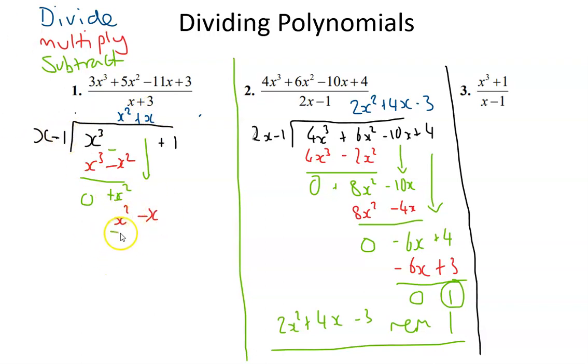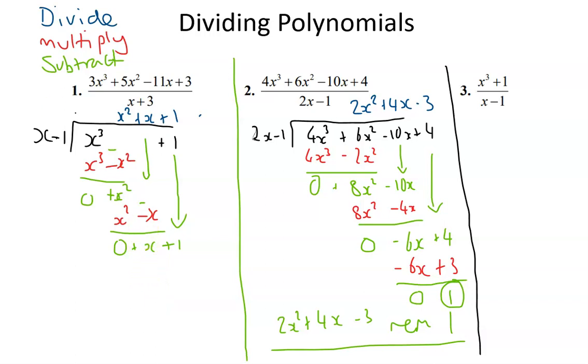And step 3 is to subtract. X squared take x squared is nothing. Nothing take away minus x is positive x. And this time we can bring something down. We'll bring down the plus 1. And we go back to our division. So x divided by x is plus 1. And then we times it back. 1 times x is x.